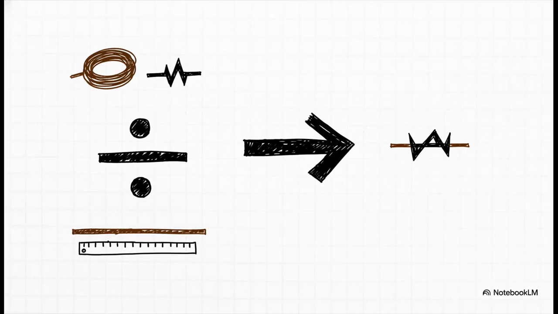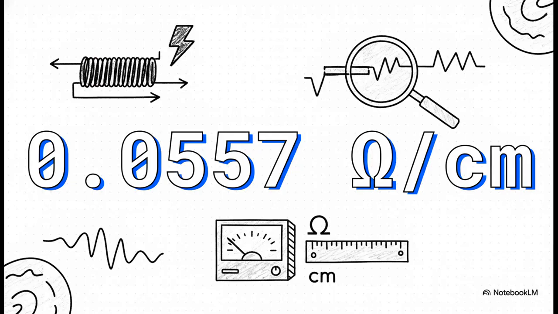The final calculation from here is super simple. We just take our total resistance and divide it by the total length of the wire. And boom! There's our final result. The resistance per centimeter of our wire is 0.0557 ohms. We did it. We successfully measured a fundamental property of this material.